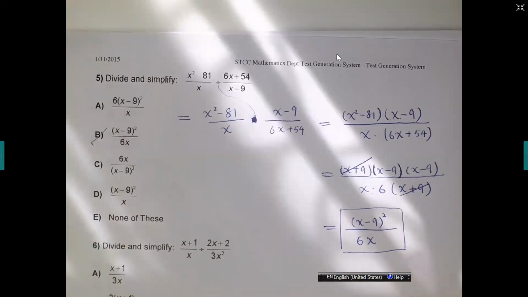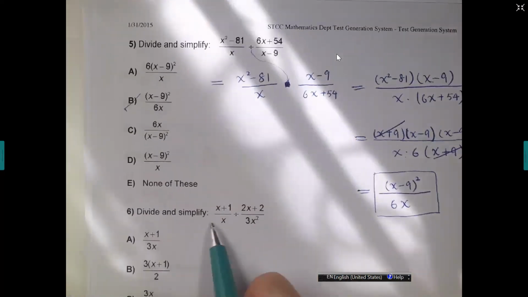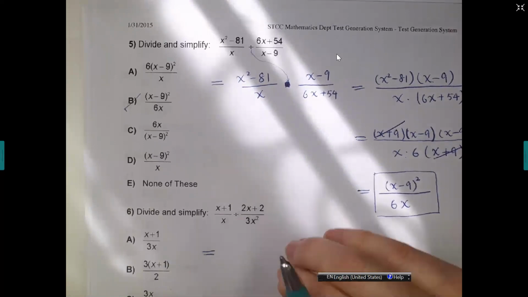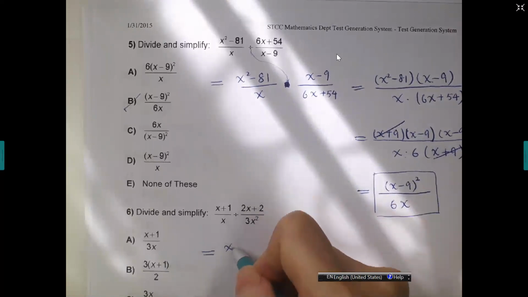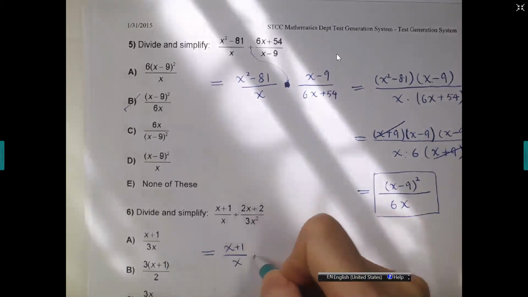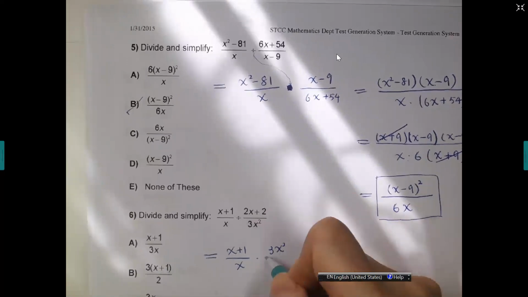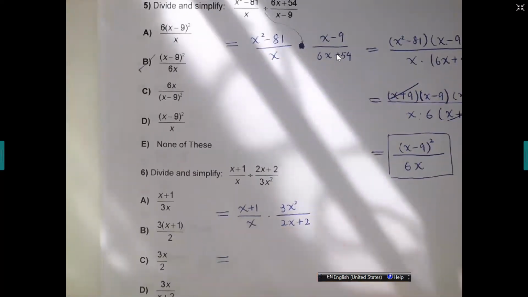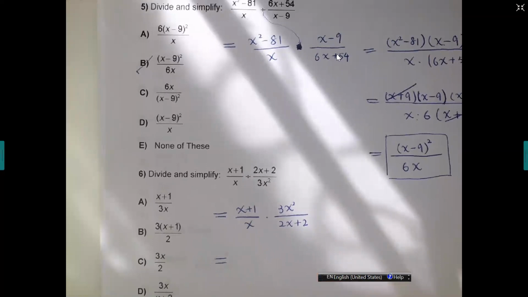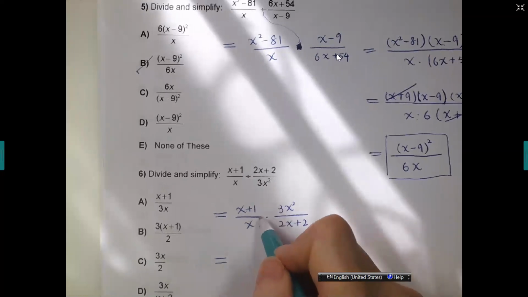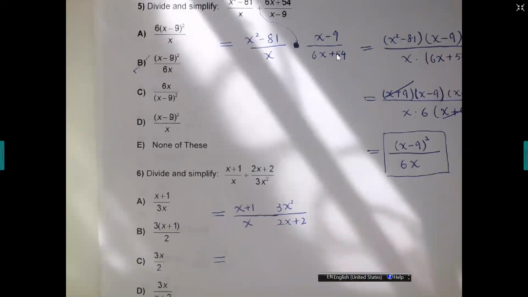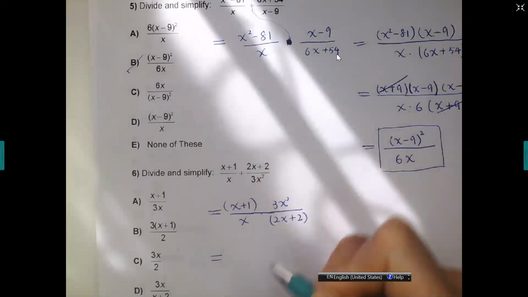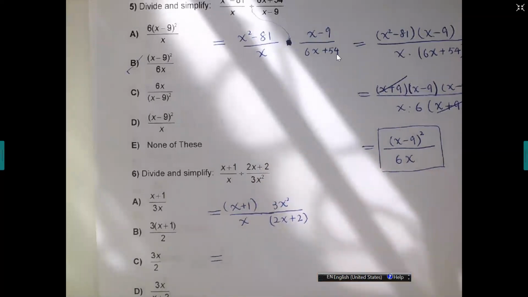Okay, so one more practice. Division, divide and simplify. What do we do? Turn the division into multiplication by flipping the divisor. So x plus 1 over x times, flip this over, 3x squared over 2x plus 2. Then draw a long bar. Some students say, Professor, can I skip this step? Yeah, if you want. I can do this. So connect those two bars and then put the parentheses around each polynomial. So if you want, you can do this as well.